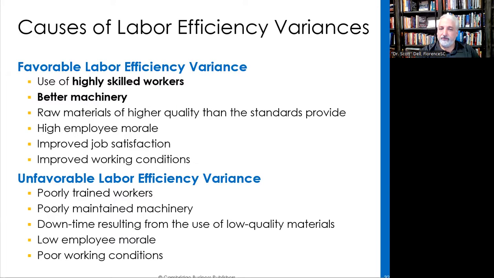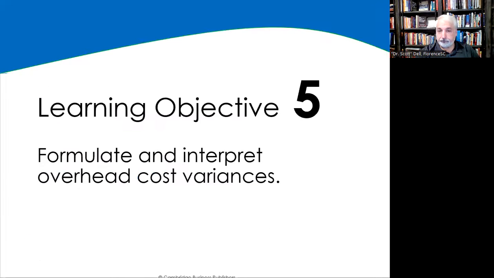On the unfavorable side, maybe poorly trained workers, poorly maintained machinery, or downtime where we couldn't use the machines and we wasted time. Low morale and poor working conditions kick into gear. So that's where we start looking at our variances for materials, variances for labor. Now let's take a look at variance for overhead.